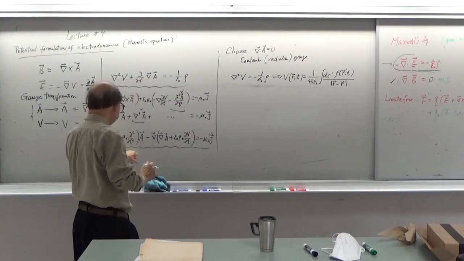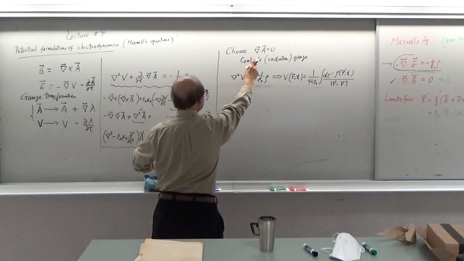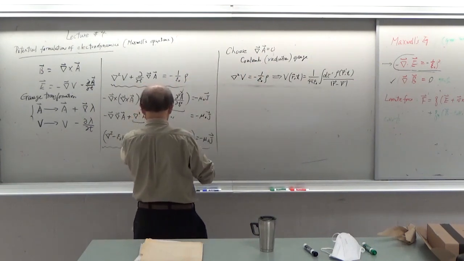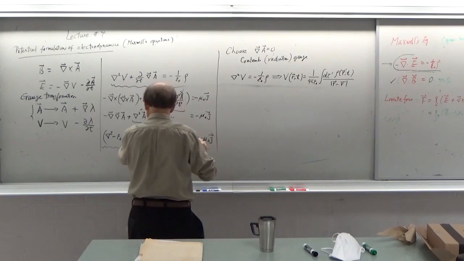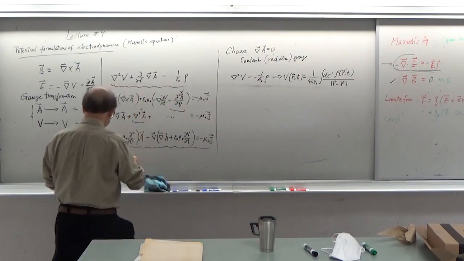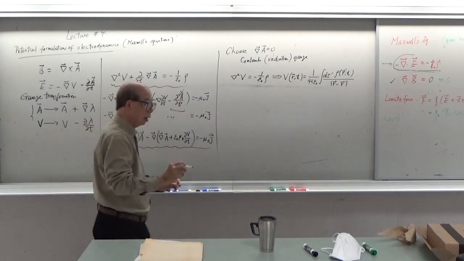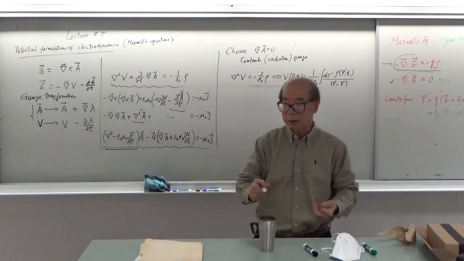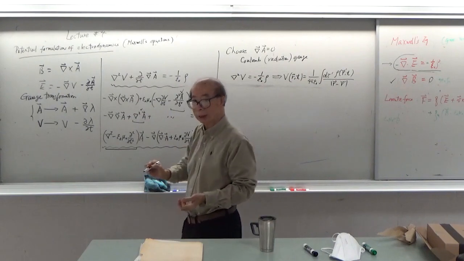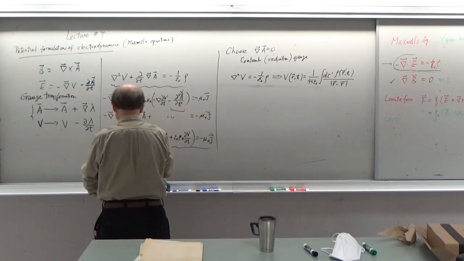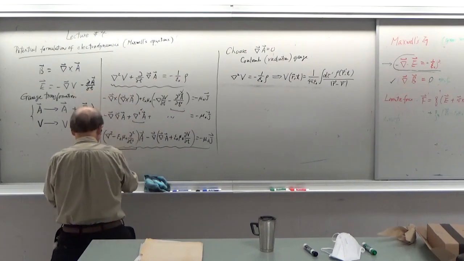The second equation was this one. Let me mention that this combination of spatial derivative and time derivative is known as the D'Alembertian. This is the Laplacian, and this combination is called the D'Alembertian.